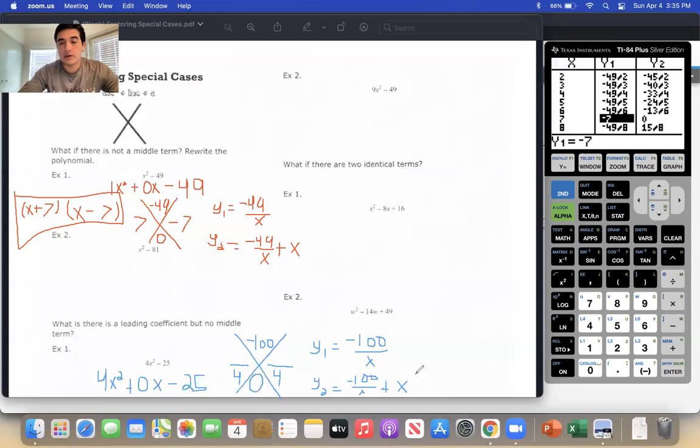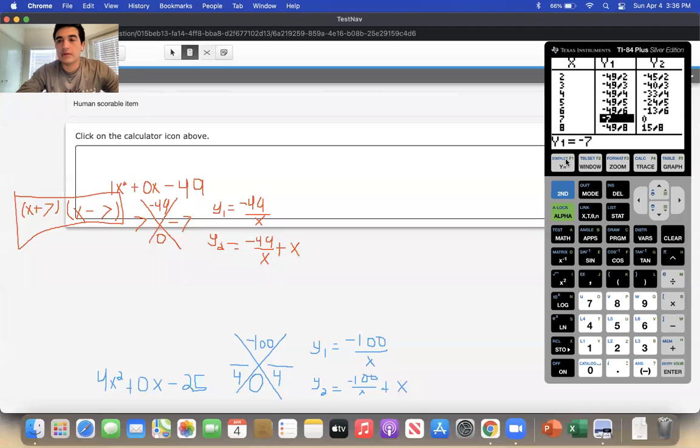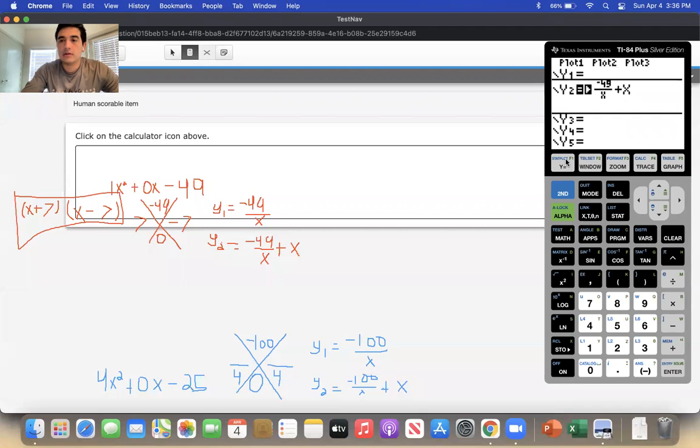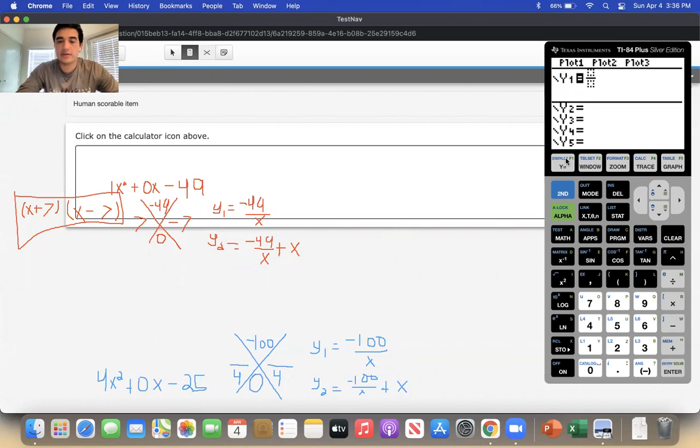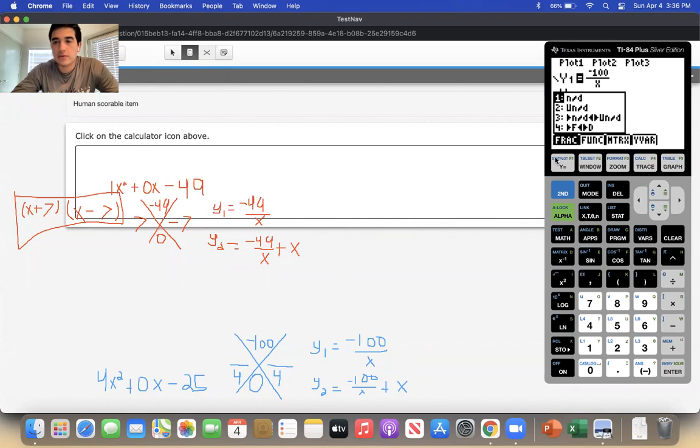Okay, so now we have our equations. We go back to the calculator. So let's go back to y equals, right? Delete that, delete that. Okay, so now I'm gonna type this one again. So I click alpha, y equals, get my fraction. Negative 100 over x. There's my first one. Go to my second one, alpha y equals, get my other fraction. Negative 100 over x plus x, okay?